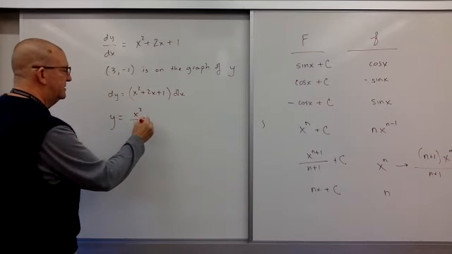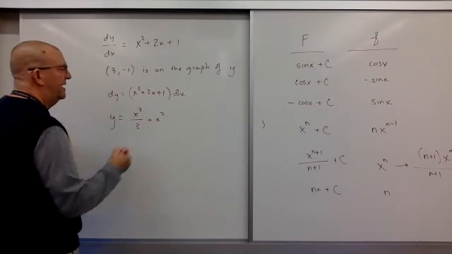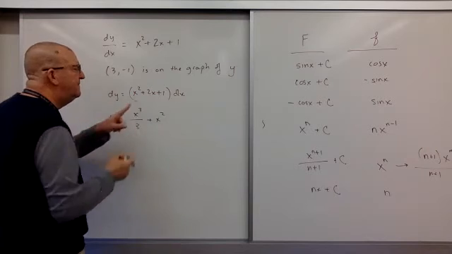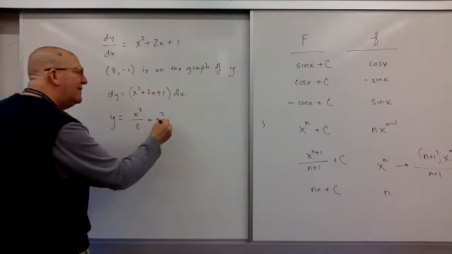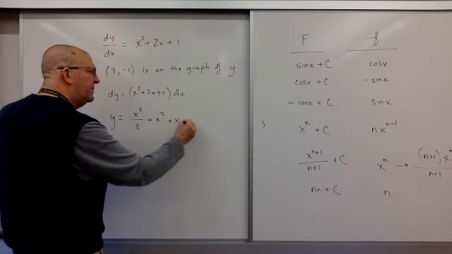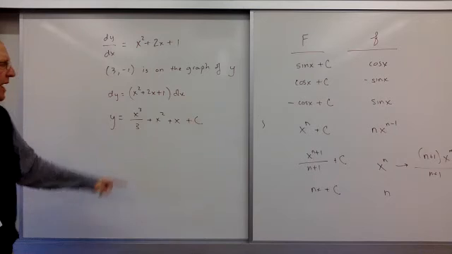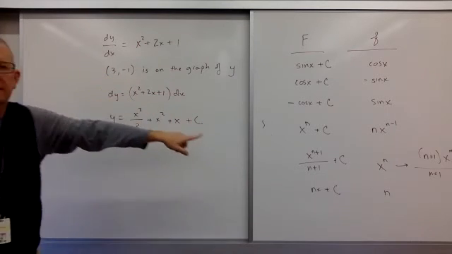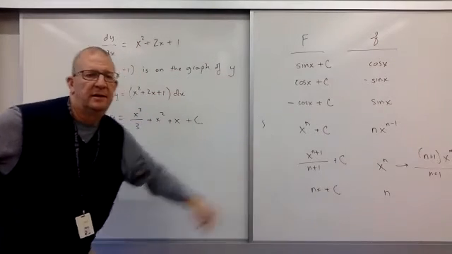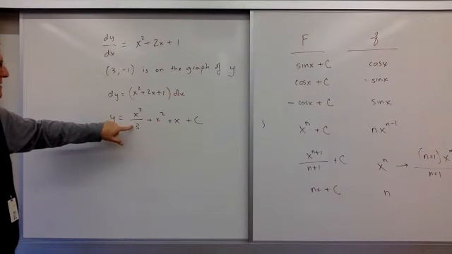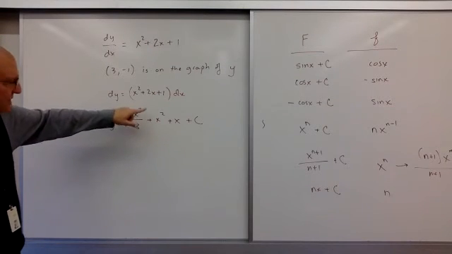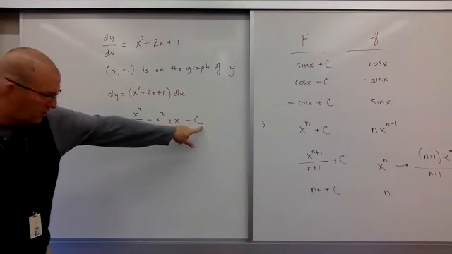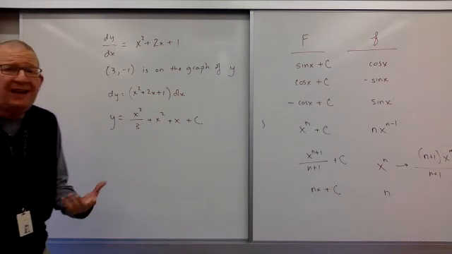X squared, that's x cubed over 3. How about 2x? That's our friend again. How about 1? What is the function whose derivative is 1? So that's what you're asking yourself. You're saying, okay, what is the function whose derivative is x squared? X cubed over 3. Now, I know there might be a c associated with each one of these, but I'll just make it all one big c on the end.